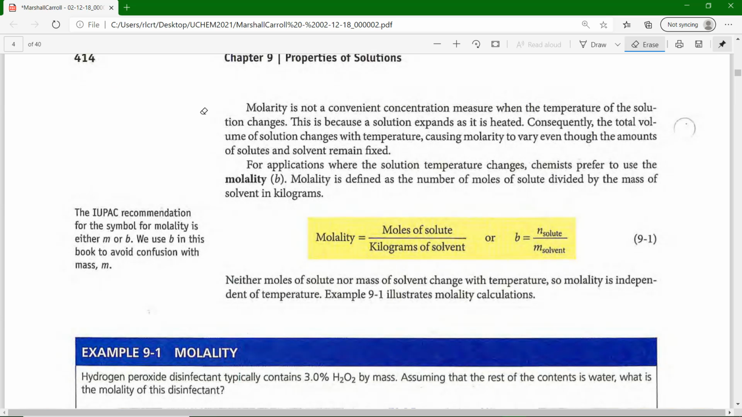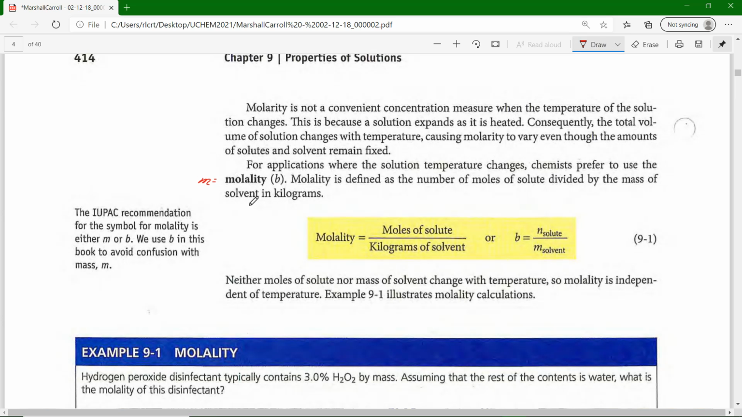So there is a way to measure concentration which isn't using temperature dependencies, and it is molality. Now, sometimes it's written as, I need my picture. My drawing has an italicized M, but this book likes to use b. A UPEG recommendation is either M or b. We use b to avoid confusion with mass. Fine, okay. So we'll use b for molality.